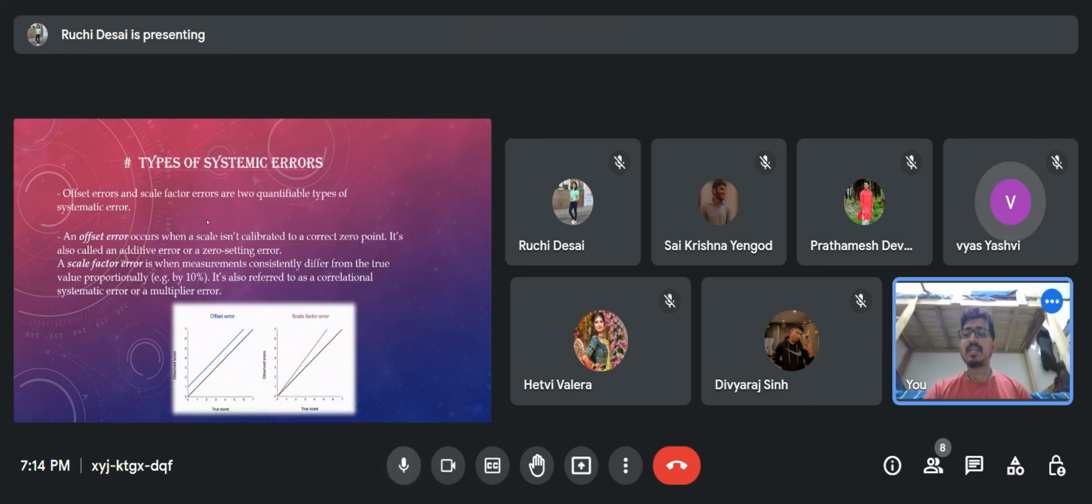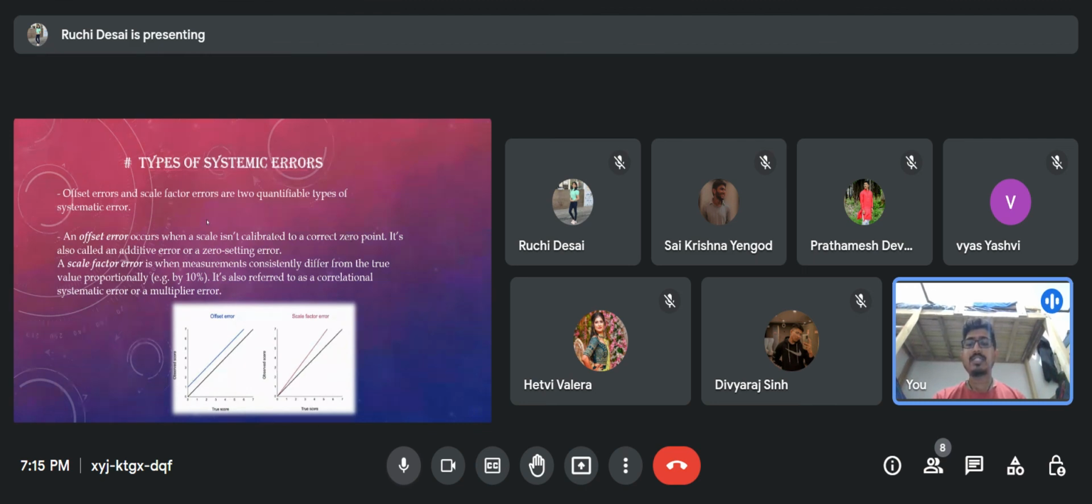Types of systematic errors. Offset errors and scale factor errors are two quantifiable types of systematic error. An offset error occurs when a scale isn't calibrated to a correct zero point. It's also called an additive error or a zero setting error. A scale factor error is when measurements consistently differ from the true value proportionally, for example by 10%. It's also referred to as a correlational systematic error or a multiplier error.